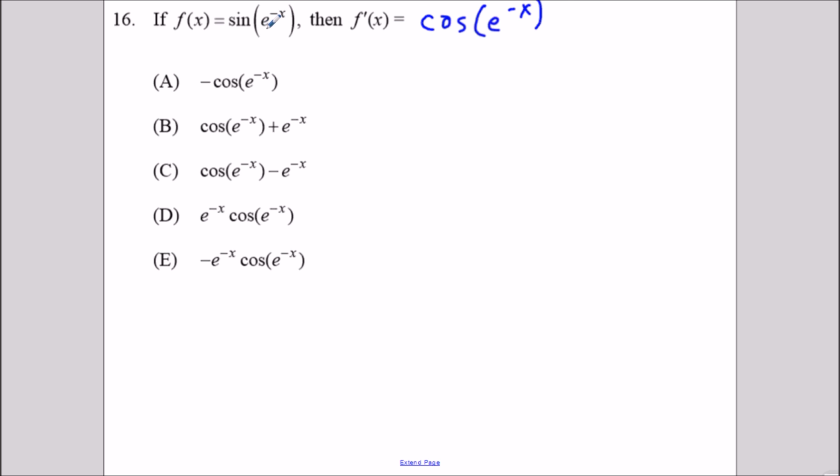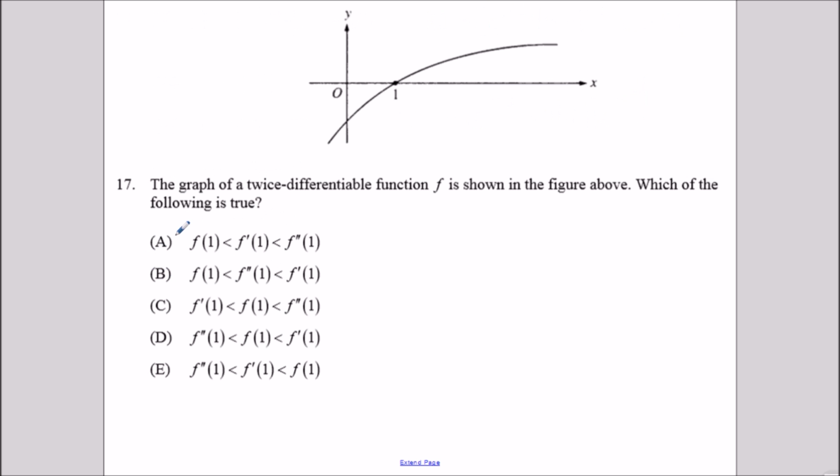Now the second function is e. The derivative of e is e. So we're going to have times e to the negative x. And then we multiply by the derivative of the last function, which is negative x, and that works out to negative 1. So for this question here, we're going to have negative e to the negative x cosine of e to the negative x. And this works out to choice E for this one here.